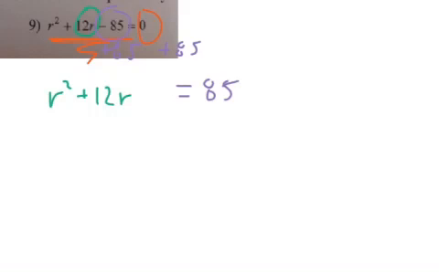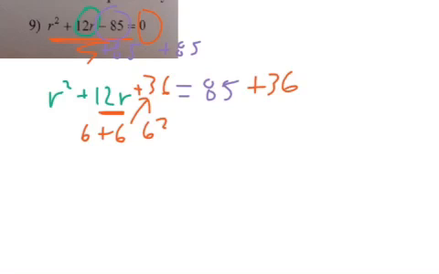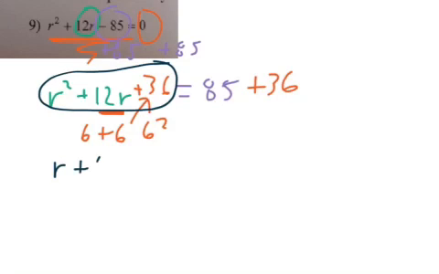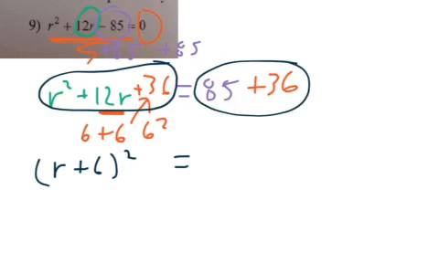If you remember my last video, I showed you how this 12r is really 6 plus 6, right? In other words, 12 divided by 2 is 6. So, how did we get the number here? Didn't we add 6 squared? And 6 squared is 36, isn't it? So I'm going to add 36 there and add 36 over there. So what did that accomplish? Well, this right now, guys, is a perfect square. Is it not r plus 6 squared now? Equal, and this right here, let's just add that together, is 121.